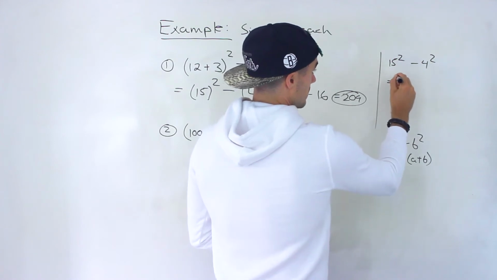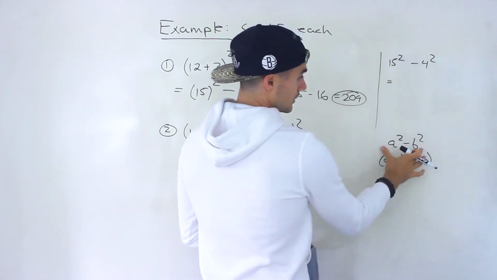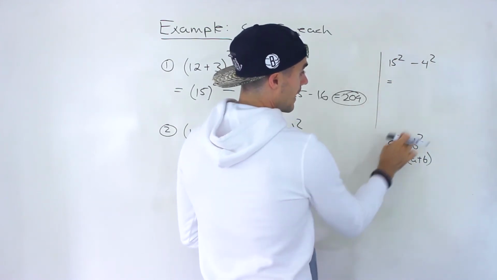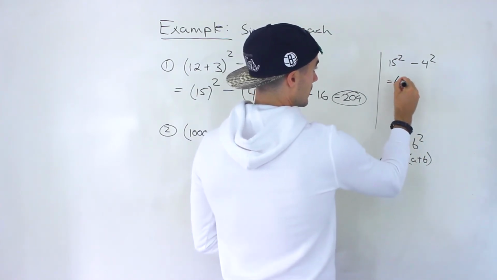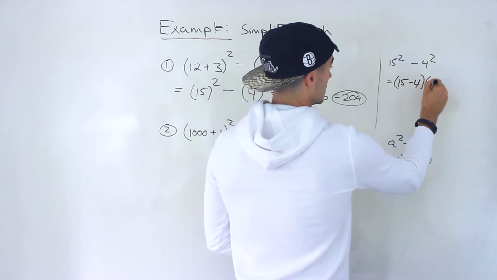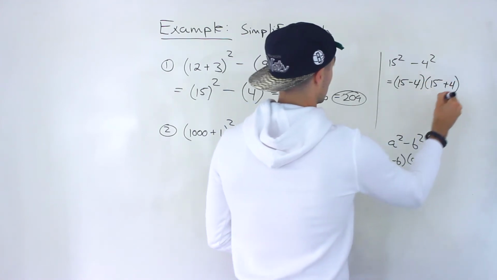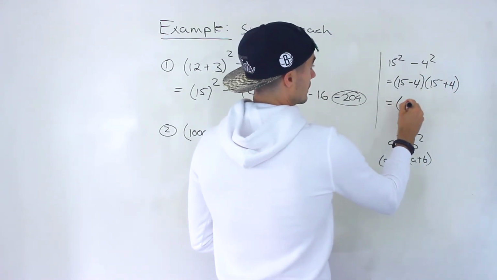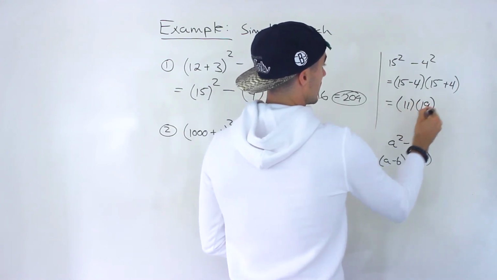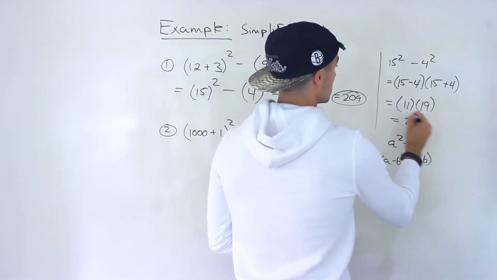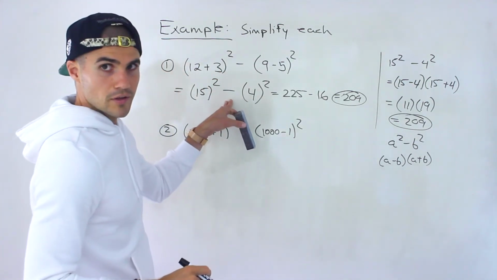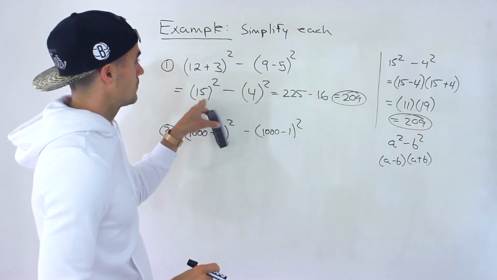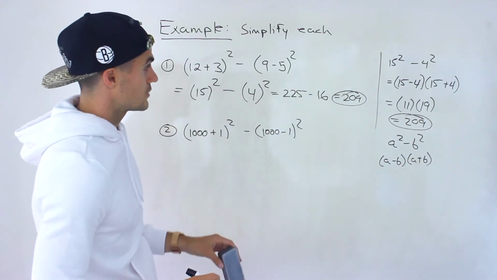And so this here, if we relate it to this, the 15 is like the a, the 4 is like the b, we would have 15 minus 4 times 15 plus 4. And so this would end up being 11 times 19, which would give us 209 as well. So with these particular numbers, probably this way was easier. These aren't too big of numbers, and so squaring them is not too big of a deal if you don't have a calculator.